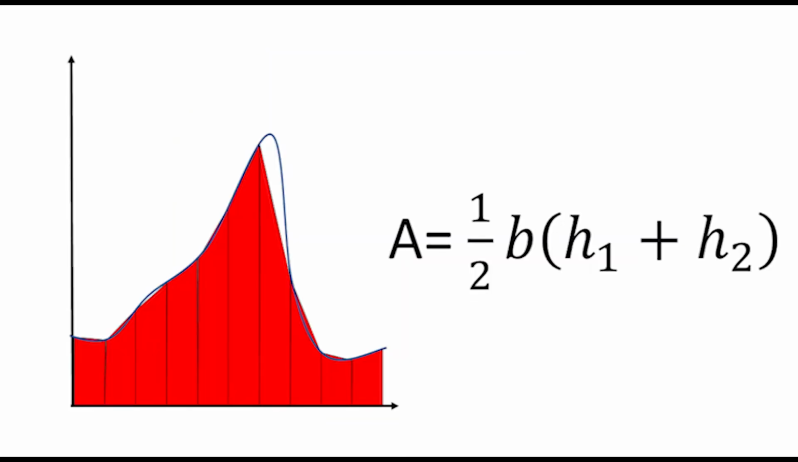The other type is trapezoidal approximation, in which, you guessed it, the subinterval is a trapezoid, and to calculate the area, both the left and right height is needed. The area is 1/2 base times height 1 plus height 2.